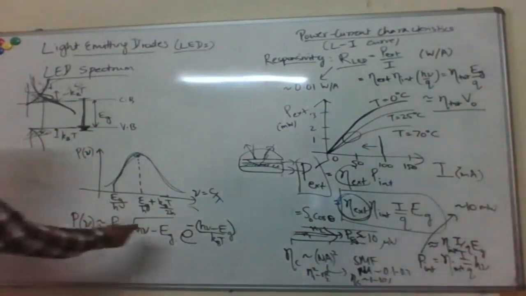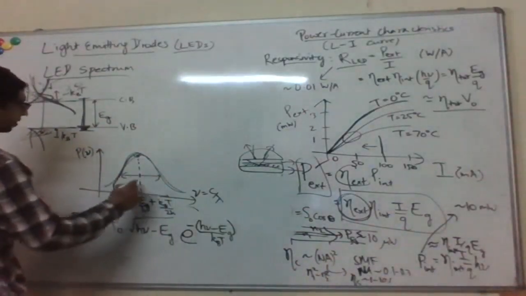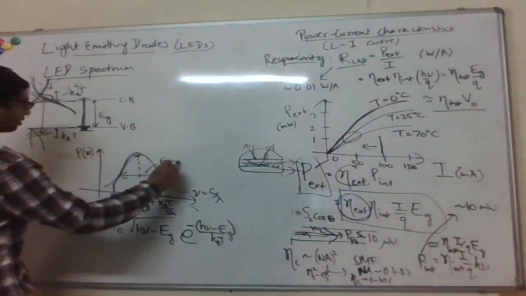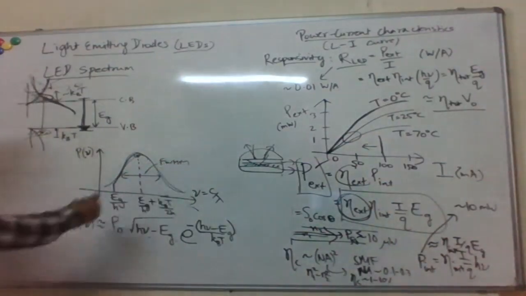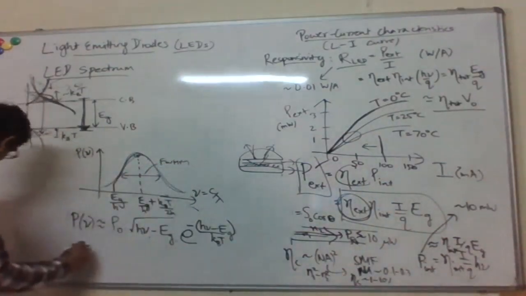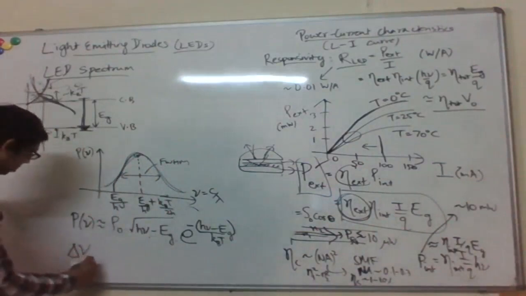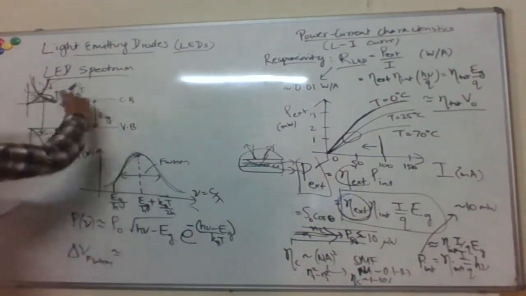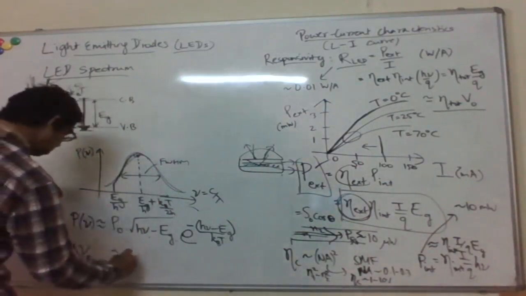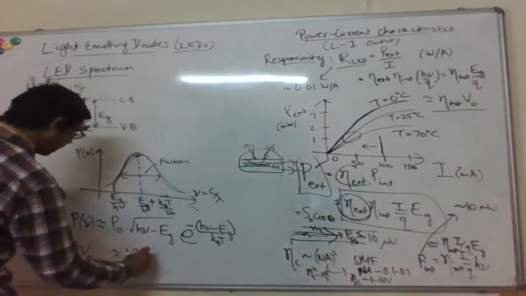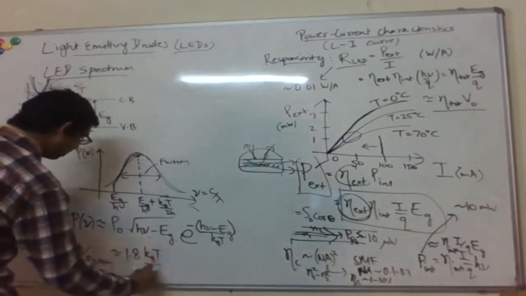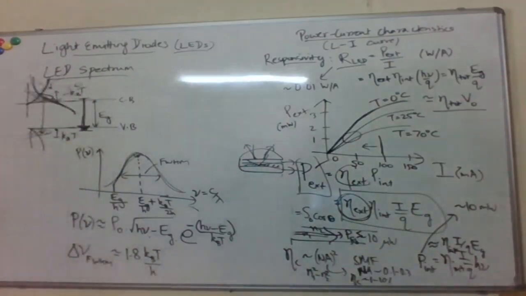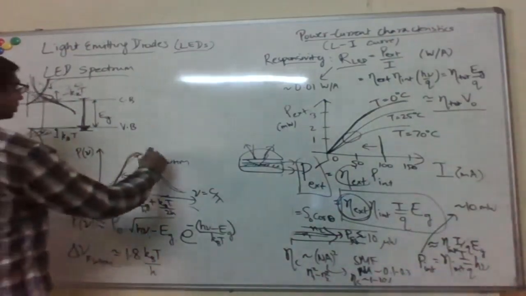Okay, you can also calculate a spectral width here. If you calculate the full width at half maximum, the spectral width also depends, of course, on kBT. It's about 1.8 kBT by h. Okay, that's the spectral width here.